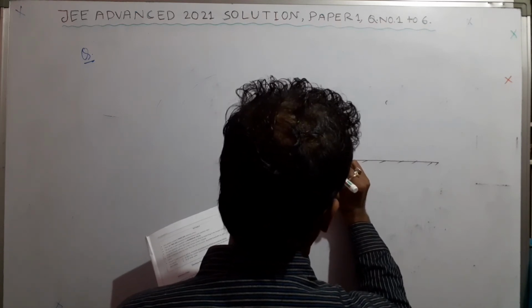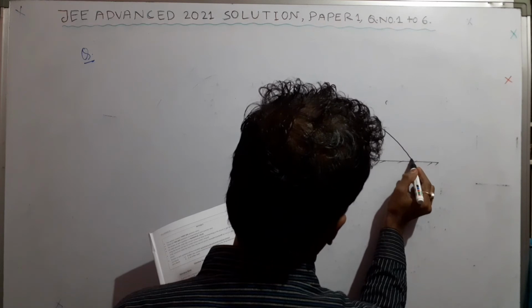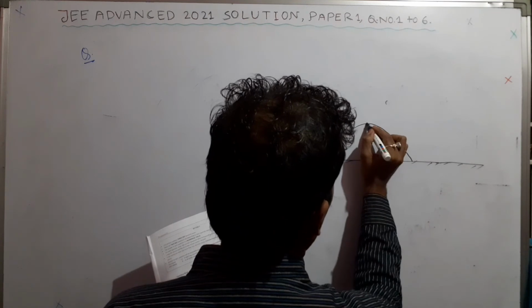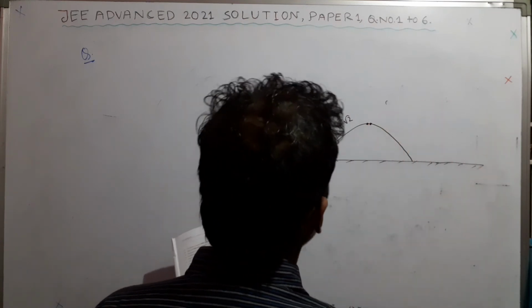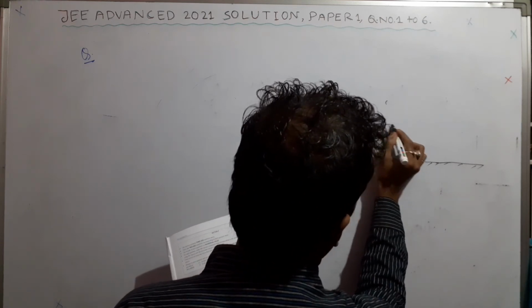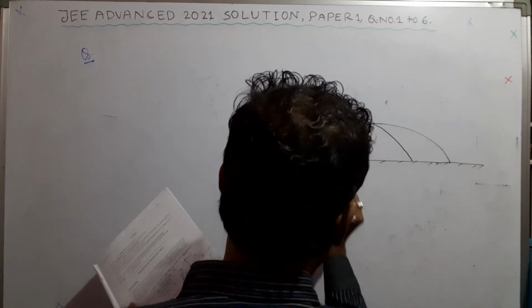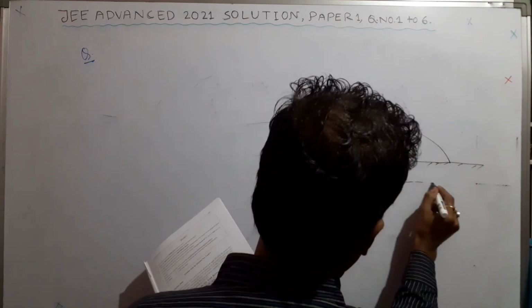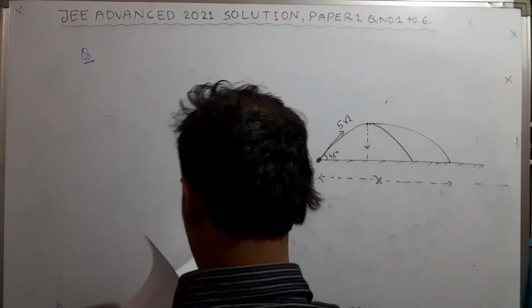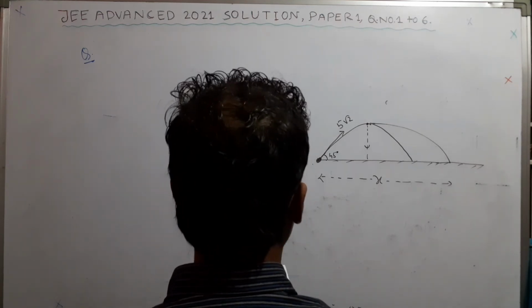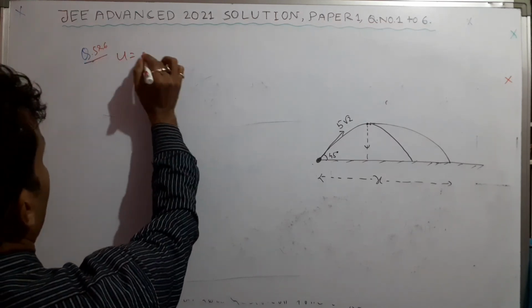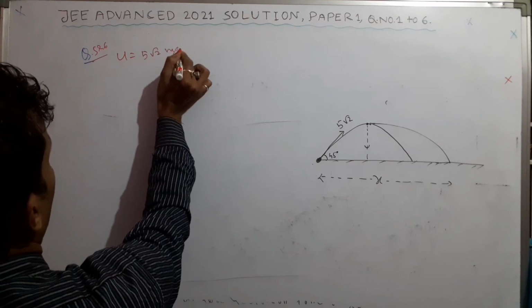So the original trajectory of the projectile should be somewhat like this, but what happened at the highest point, this gets divided into two parts. One part falls vertically downward and another part moves forward and will fall at this point. So we have to find this x, and the time after which the second part lands on the ground. So we have already given that u equal to 5 root 2 meter per second.